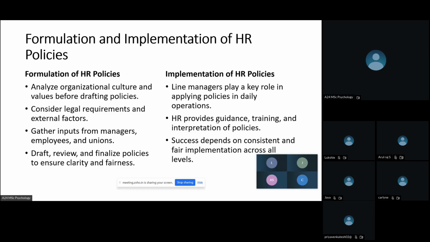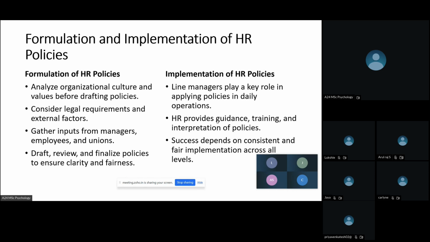So we have to analyze the culture first, and then we have to consider legal requirements. For example, as I was saying, maternity leave in India needs to be 6 months. Less than 6 months is not applicable and it is illegal actually. So we need to make sure that we are considering the legal requirements for any policies that we are formulating and all the external factors that can affect it. And then we also need to gather inputs from other managers who are not HR managers, and employees and unions, to make sure it aligns with everybody.